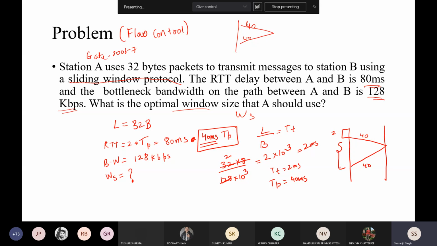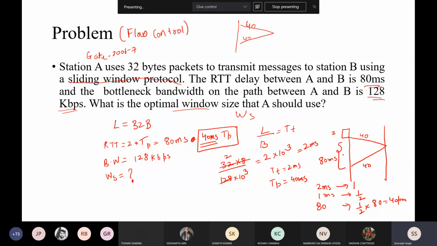Okay, so this time will be 80 milliseconds. In 80 milliseconds, how many packets can you put on the link? This is the main question here. In 2 milliseconds I am able to put one packet. In 1 millisecond I will be able to put 1 over 2. In 80 milliseconds I will be able to put 40 packets onto the link.